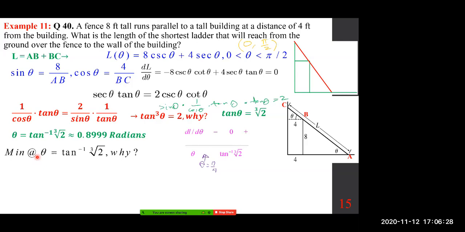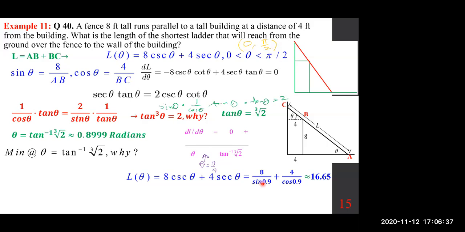So what is L of theta, class? You are going to replace it, meaning 8 over sine of 0.9 plus 4 over cosine of 0.9 radians. Use a calculator, you get 16.65. This is done. I'm showing you the precise answer. I want you to again look at that and follow. If you can follow the concept, you're comfortable with trigonometry. If not, just stick with what we just did. So one more time.